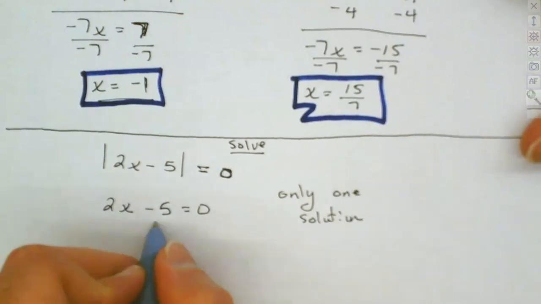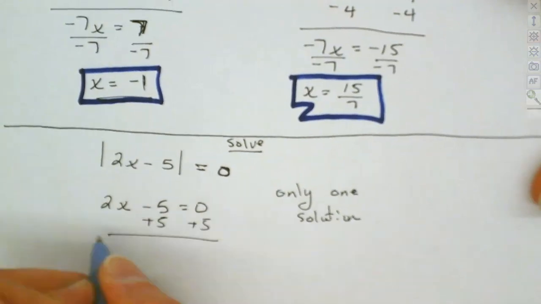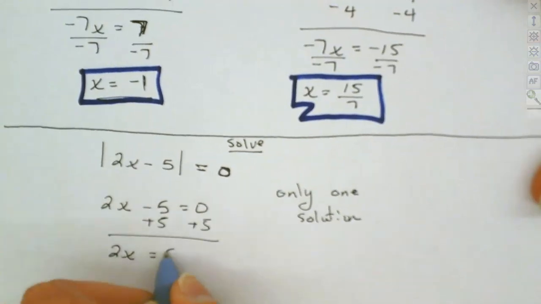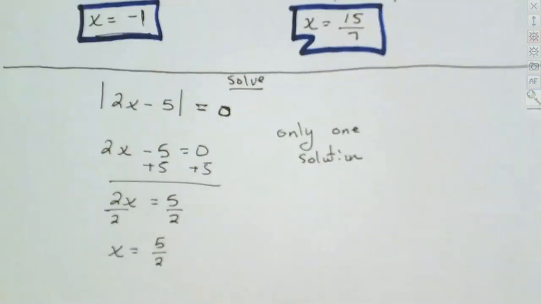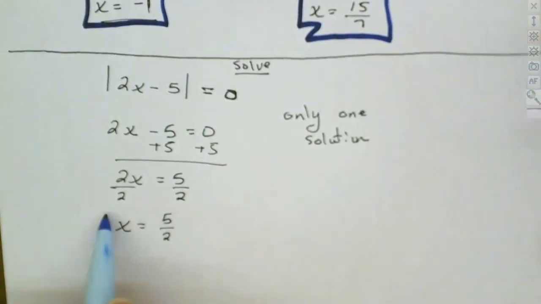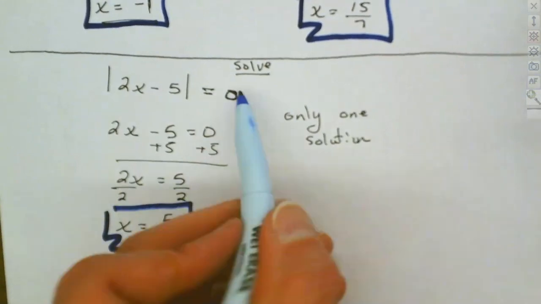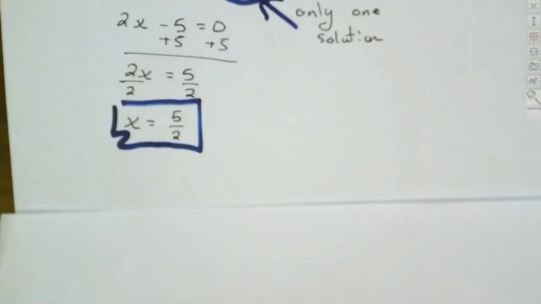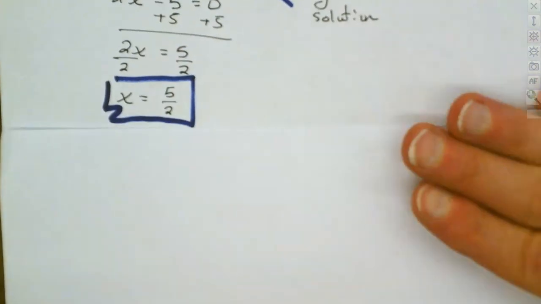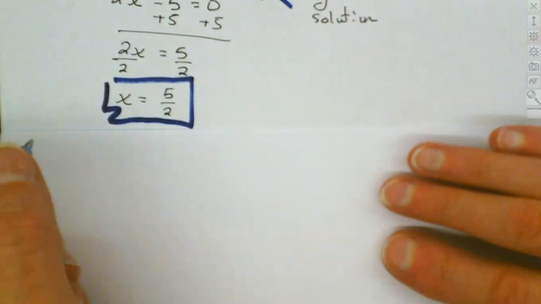Now, we can finish this out by adding that 5 over. And now we've got 2x equals 5. We'll divide by our 2. And so our only solution is 5 over 2. So only one solution. Why do we only get one solution? Because of the 0. You can also have no solution. And how can you have no solution? Well, you can have no solution because that's going to be a contradiction, and that's something that can't happen.